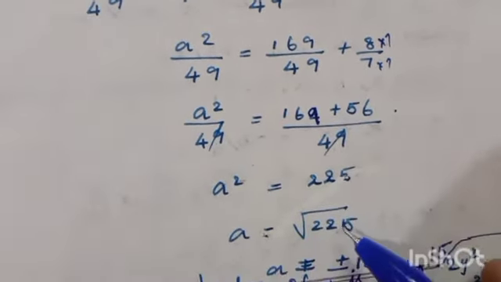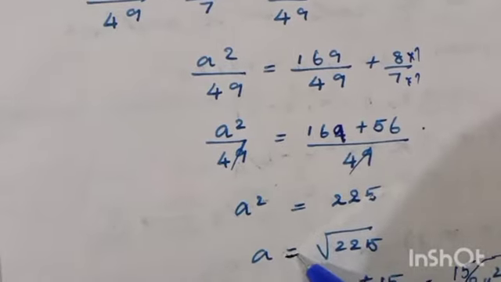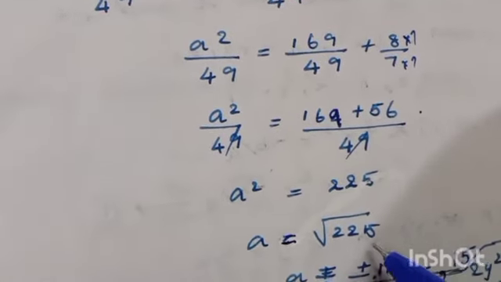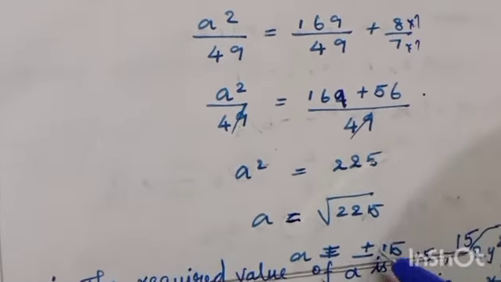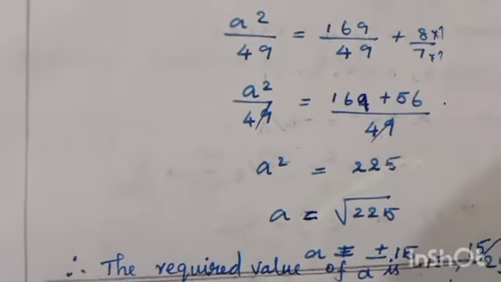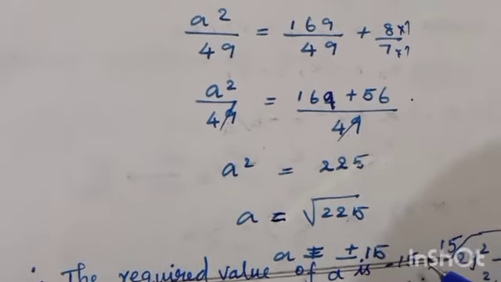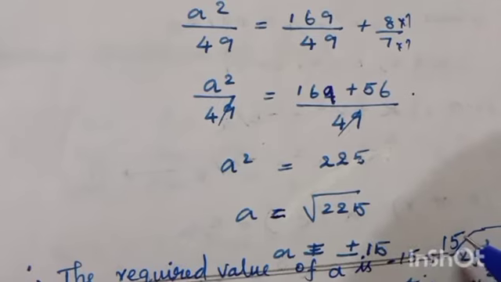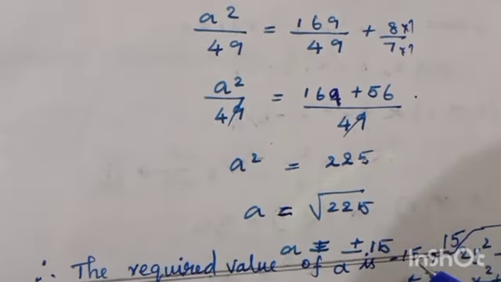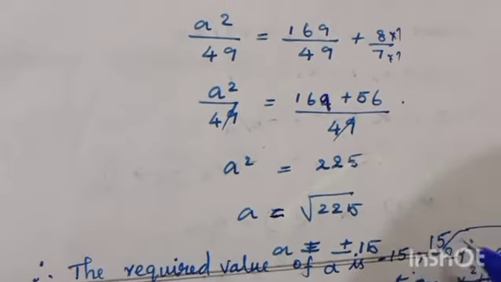So a is equal to square root of 225, that is a is equal to plus or minus 15. So the required value of a is minus 15 comma 15. Yes, the a value is minus 15, 15.